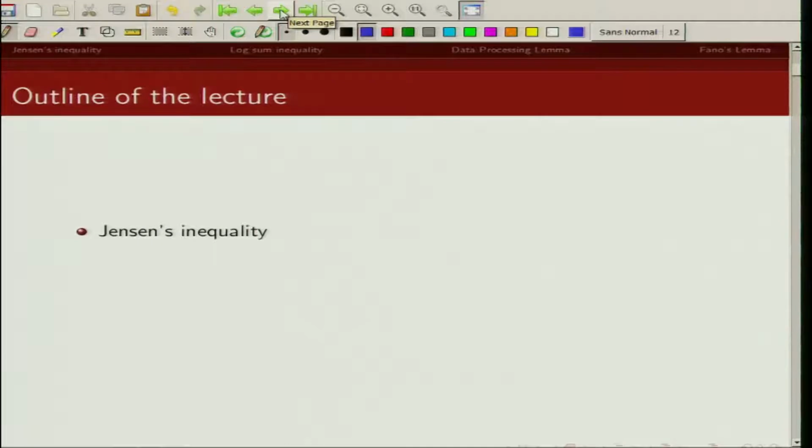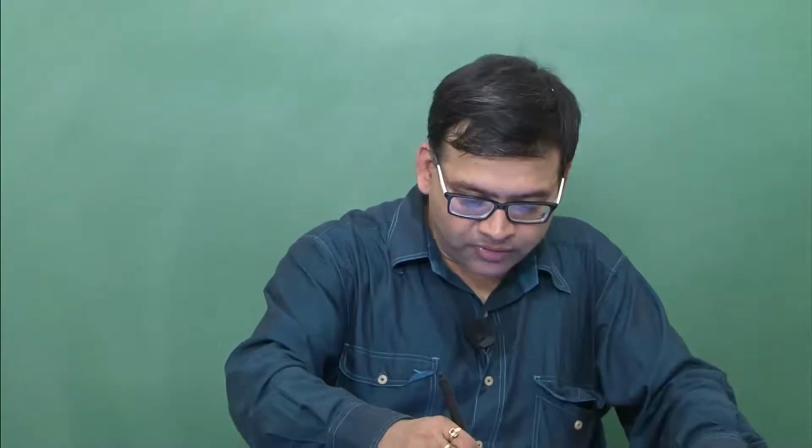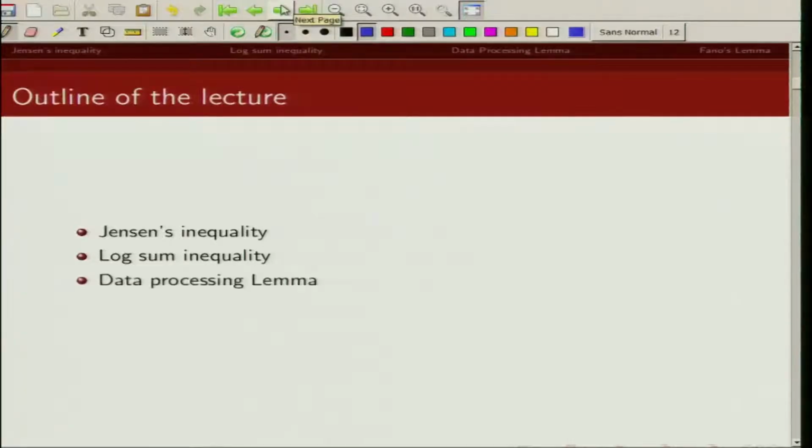Today we are going to talk about information inequalities. In particular, we'll talk about what Jensen's inequality is and how it is used to find whether a function is concave or convex. We'll talk about the log sum inequality, and we'll show one example of how we can use the log sum inequality to prove concavity or convexity of a function. Next we will talk about the data processing lemma, and finally we will talk about Fano's lemma. So this lecture will talk about these inequalities and lemmas.